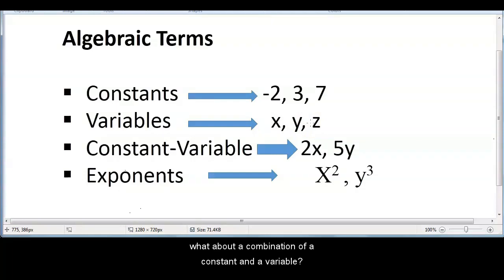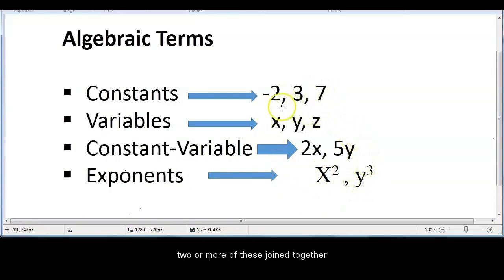What about a combination of a constant and a variable, say 2x, 5y, and then exponents, x squared, y cubed? Now collectively, these are called algebraic expressions. That is, if we have two or more of these joined together, we call it an algebraic expression. Individually, however, each one is called a term.